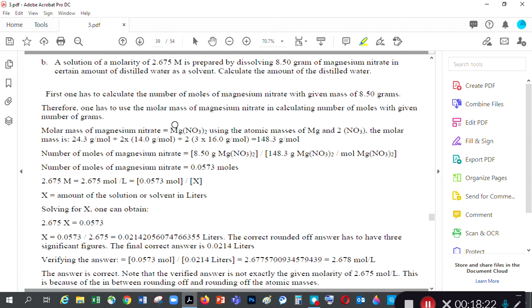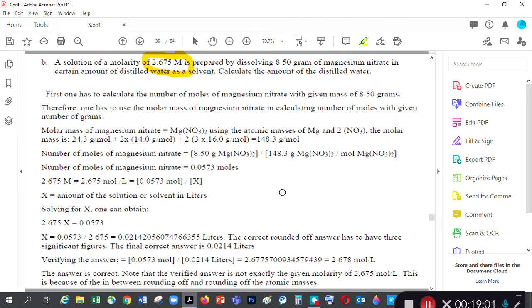Let's go further here. Now I give you the desired molarity, and I want to prepare this in the lab. I want to prepare 2.675 molarity by dissolving 8.50 grams of magnesium nitrate in a certain amount of distilled H2O. Calculate that desired H2O we have to add to the 8.50 grams to produce 2.675 molar. Those types of questions are faced by students during the lab sessions.